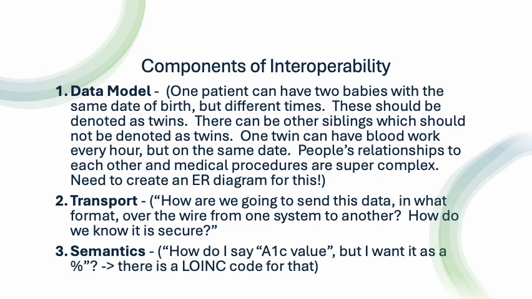Then the second component of interoperability is transport. And it's how are we going to send this data from one system to another system over the wire? And how do we know it's secure? There's things called HTTPS now. Those didn't used to exist once upon a time. That's pretty common, but even then, if you have HTTPS, you have to know what the data format is. You have to understand what the different bits and bytes coming across the network are. So HTTPS is only a really lower layer solution.